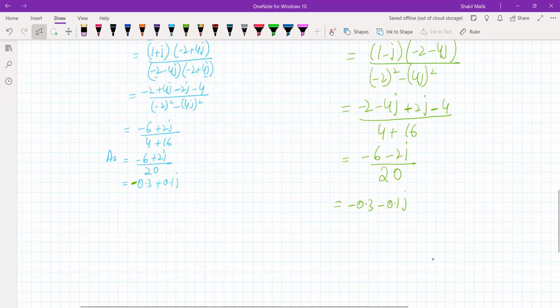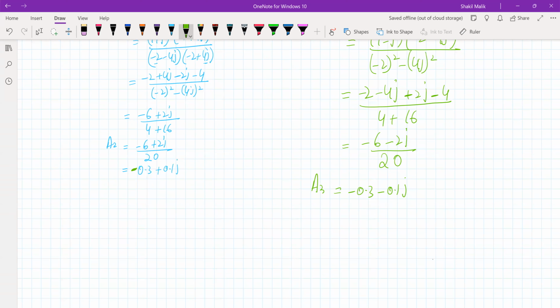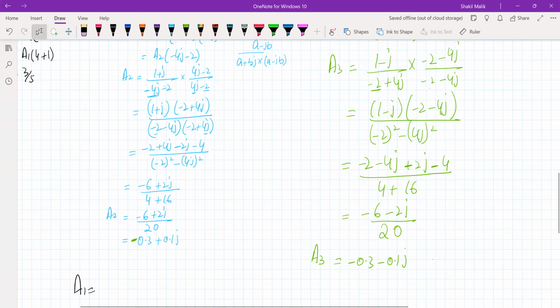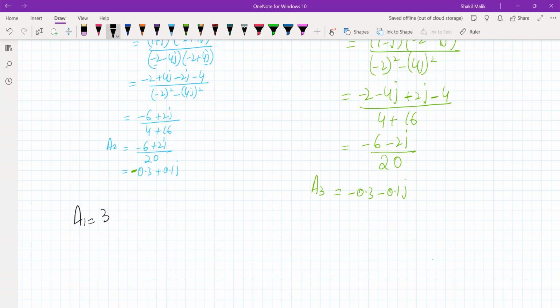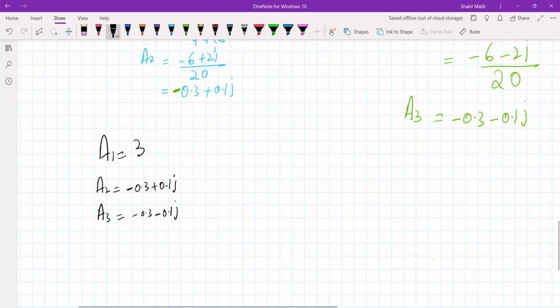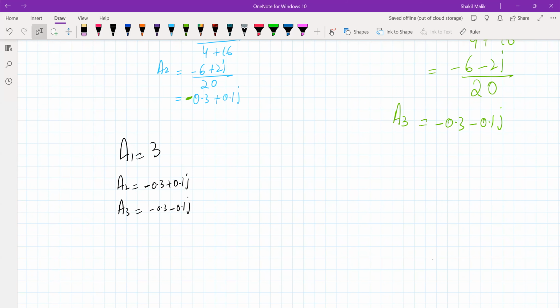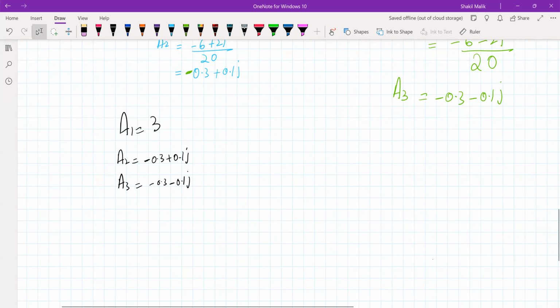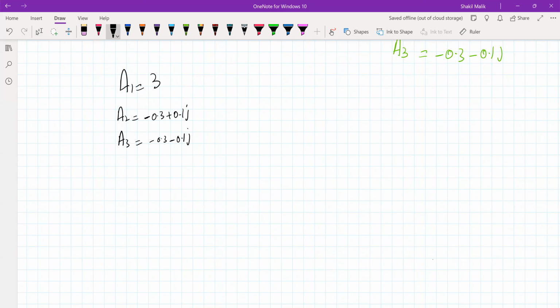All right. So what is A1, A2, and A3? A1, I think, was equal to 3 by 5. A2 will be equal to minus 0.3 plus 0.1 j. A3 is minus 0.3 minus 0.1 j. All right. So these are the residues of this partial fraction expansion. Now, important observation here. Please pay attention. Very important observation here.